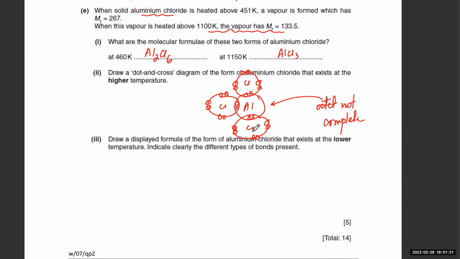So draw a displayed formula of the aluminum chloride that exists at the lower temperature, Al2Cl6. So what happens is, and now he's asking for the displayed formula. So you don't have to draw the dot and cross diagram. So that's an AlCl3 molecule, and here's your other AlCl3.